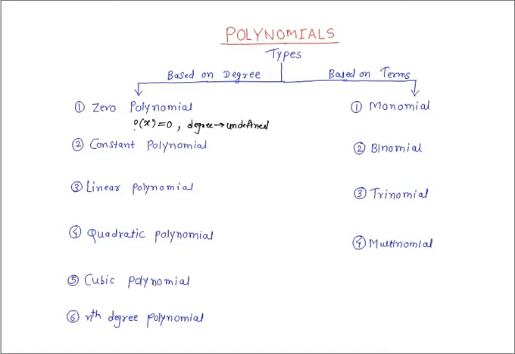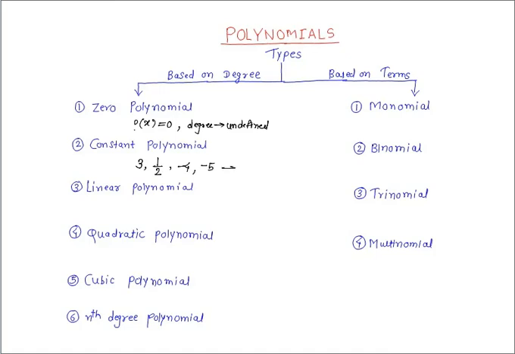Next is the constant polynomial. A polynomial with only a constant term is called a constant polynomial. For example, 3. This is a constant polynomial. Next we can see 1 by 2. This is a constant polynomial. Next we can see minus 4, minus 5. These are constant polynomials.